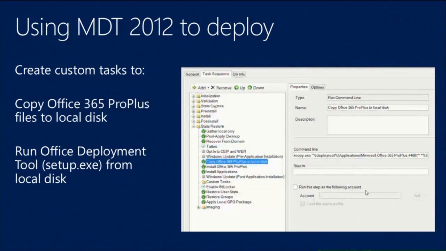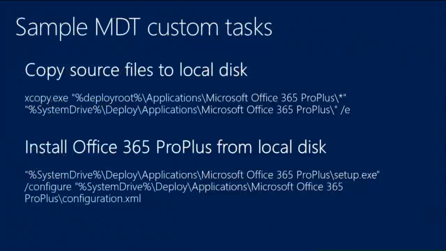In that case, what you can do is, as I do, copy into the deploy root applications folder where I want to have the app. That will put it locally on the computer. Then I can install Office 365 ProPlus from local source, which will be okay from a user initiator account or the system account. So what that looks like here, two tasks that I added to MDT, the MDT task sequence: an xcopy command, and then an install from that location.